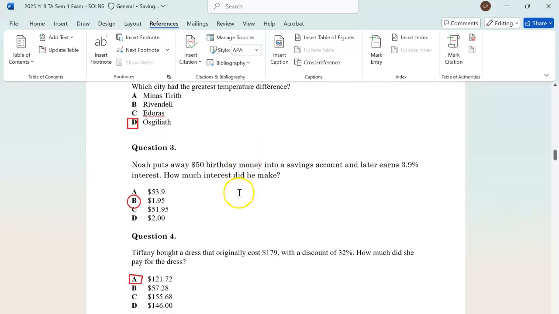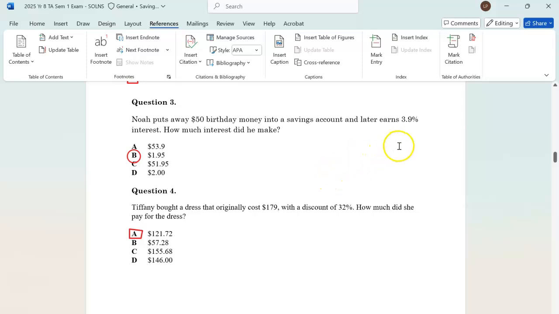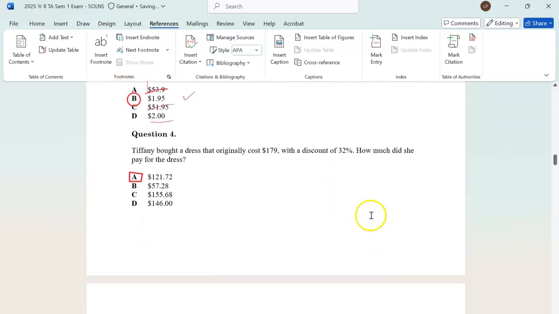Okay, look at the $50 birthday money, Noah, $50, and earns 3.9%. Now, it doesn't include the 50, the interest is just the interest by itself. So it can't be that one, and it can't be that one. This one, I don't know why that keeps happening. Then it can't be, and it's 3.9%, so it can't be a straight $2. It has to be $1.95, just by reasoning.